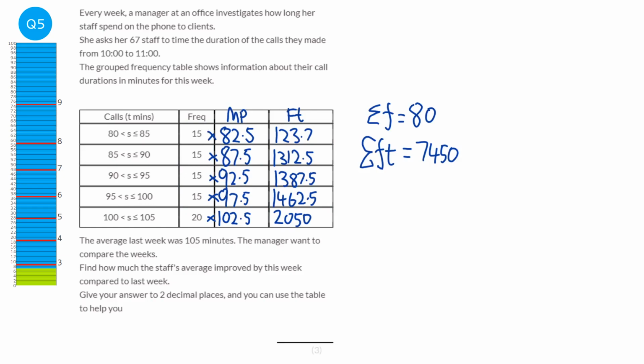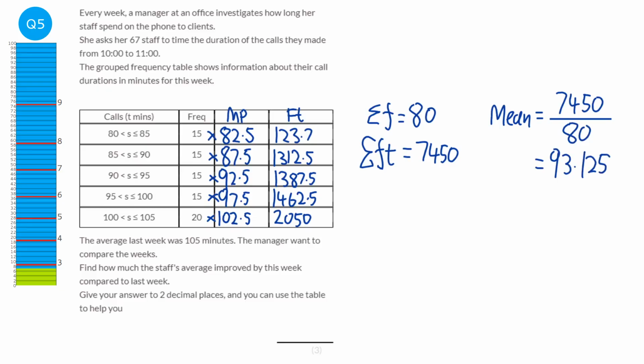So to find the mean, it's all of the numbers added together, which will be 7,450, over the amount of numbers we have, which is 80. So when you do that, we get 93.125.